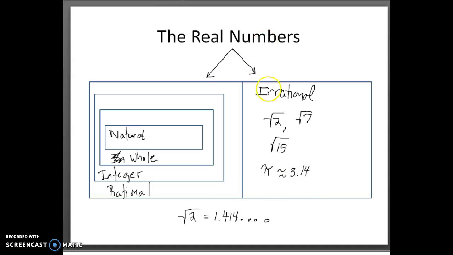So anyway, if we've got numbers, they are either irrational, they fit in this box, or they're rational. And if they are rational numbers, we might also be able to categorize the number as an integer, and/or a whole number, and/or a natural number.